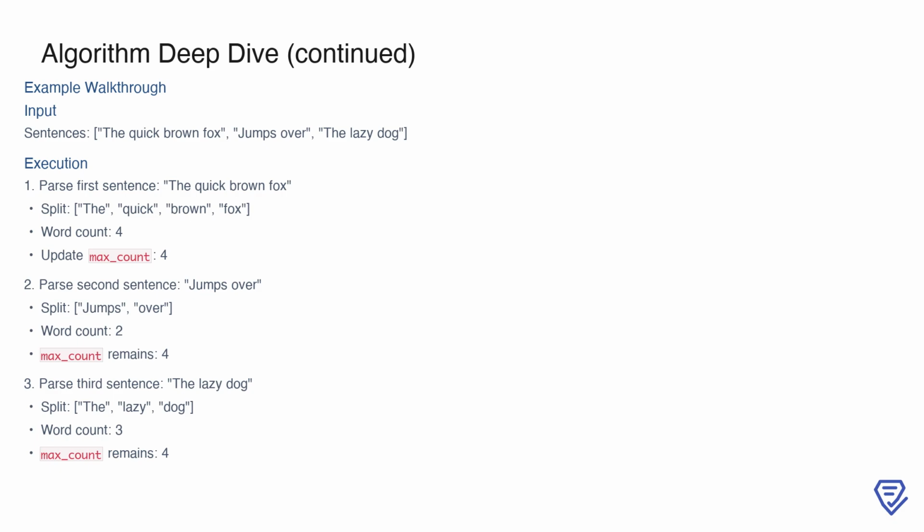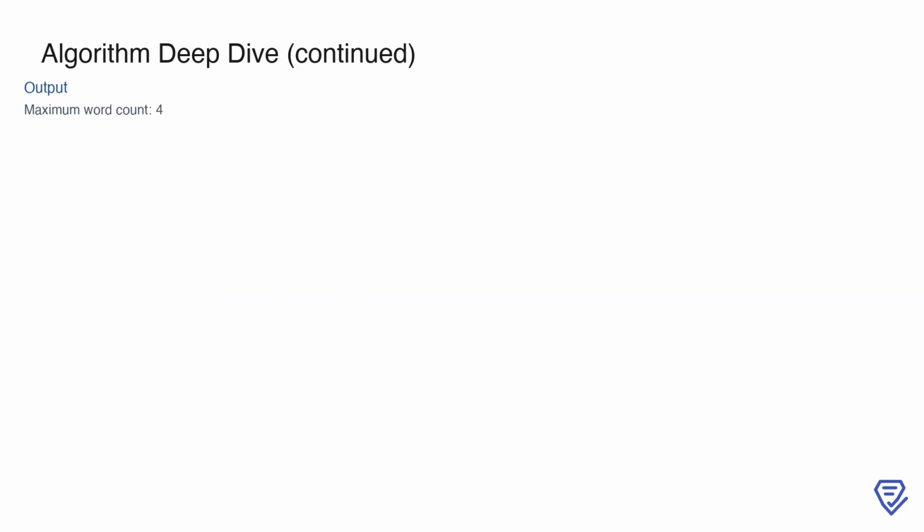Finally, we process the third sentence, the lazy dog, split it into the, lazy, dog, and count 3 words. Again, max_count remains 4 because 3 is not greater than 4. After processing all sentences, the maximum word count is 4. After completing all the steps, the final output of the algorithm is the maximum word count, which in this example is 4. This means the sentence with the most words in the input list contains 4 words. By following this approach, we efficiently determine the result while handling all edge cases and maintaining optimal complexity.